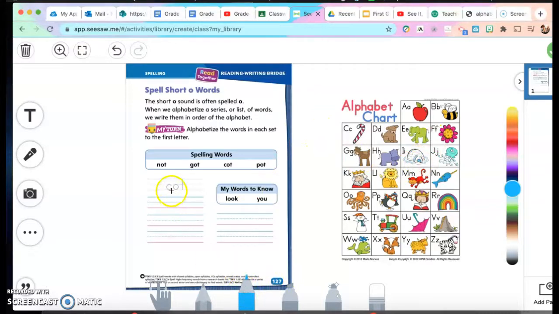So let's look at our words. The first one is already done for us. We also have a word bank right here, and the word bank is going to help us. These are our spelling words: not, got, caught, pot, and look, and you.